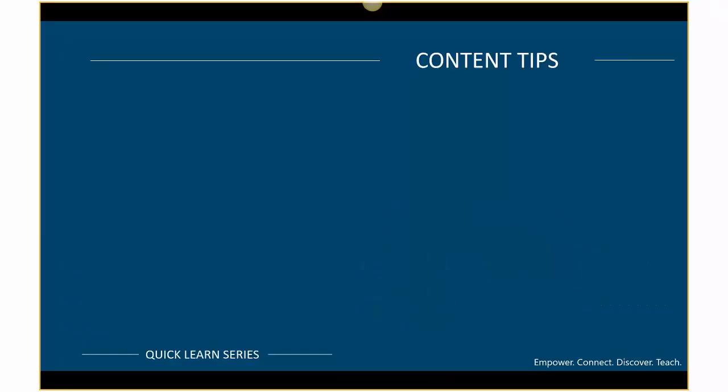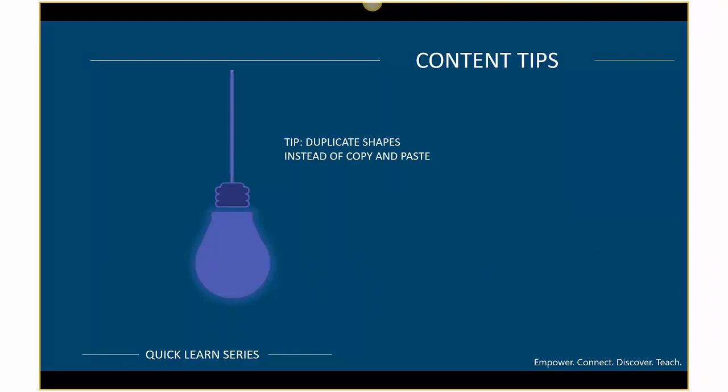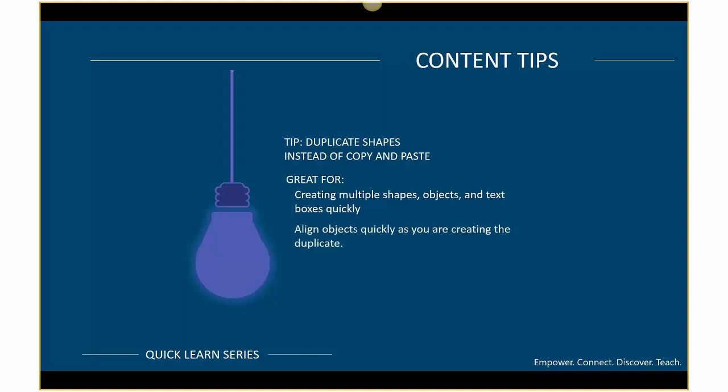The next one that I have is to duplicate shapes instead of using the copy and paste commands. Now you can absolutely use the copy and paste commands. The advantage of using the duplicate is that while you're creating a copy of it, you can also align it at the same time. So you kind of save yourself a step. There is a keyboard shortcut for creating the duplicate, and you need to hold down Control while you click and drag the shape or the text box or whatever object.